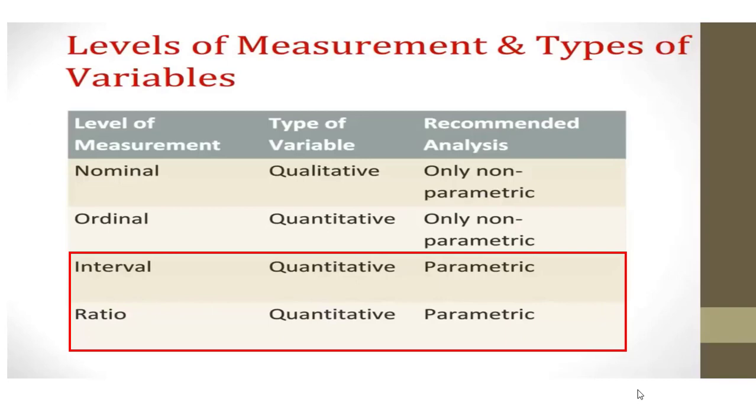So these are quantitative sort of data. Notice that ordinal data is also considered quantitative data. However, it does not allow for parametric tests. So nominal and ordinal data, they're going to allow only non-parametric tests.